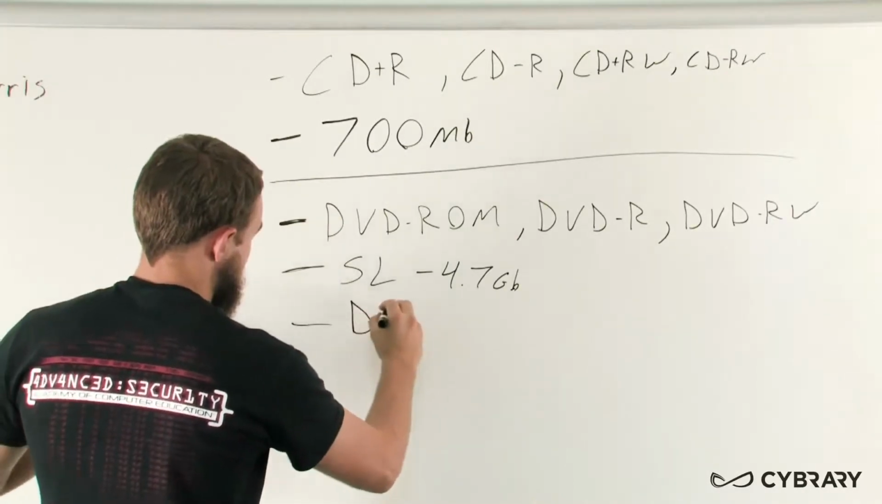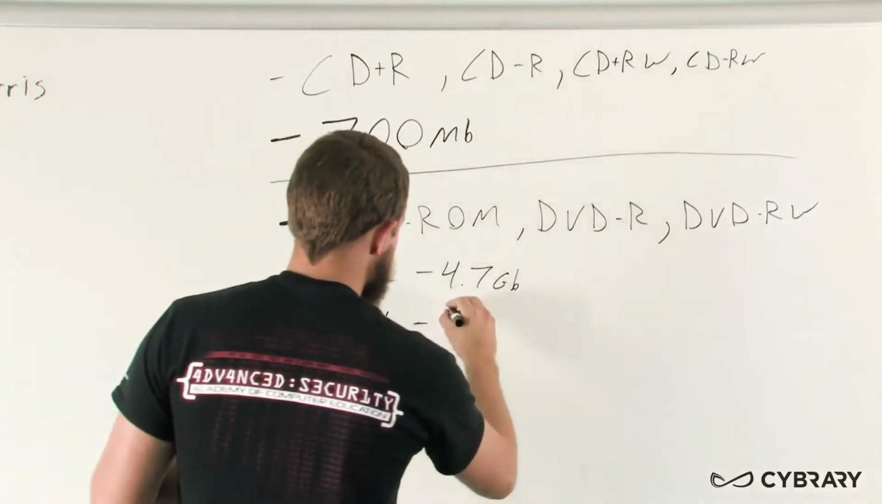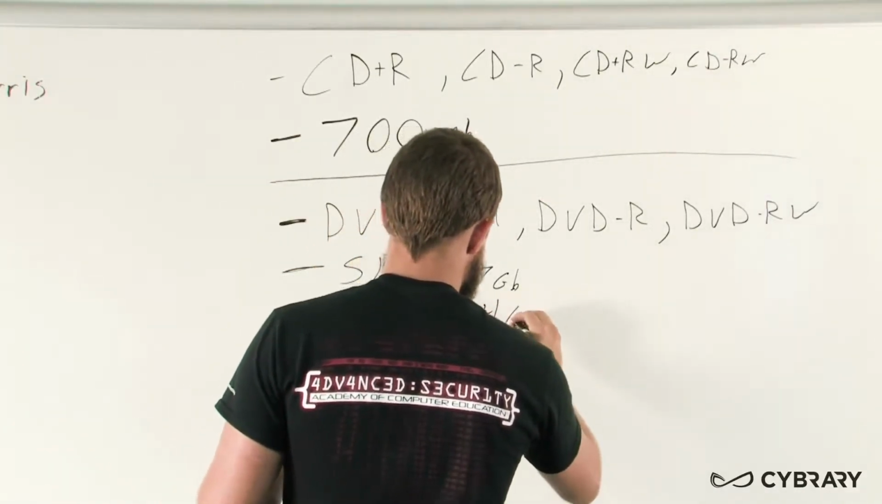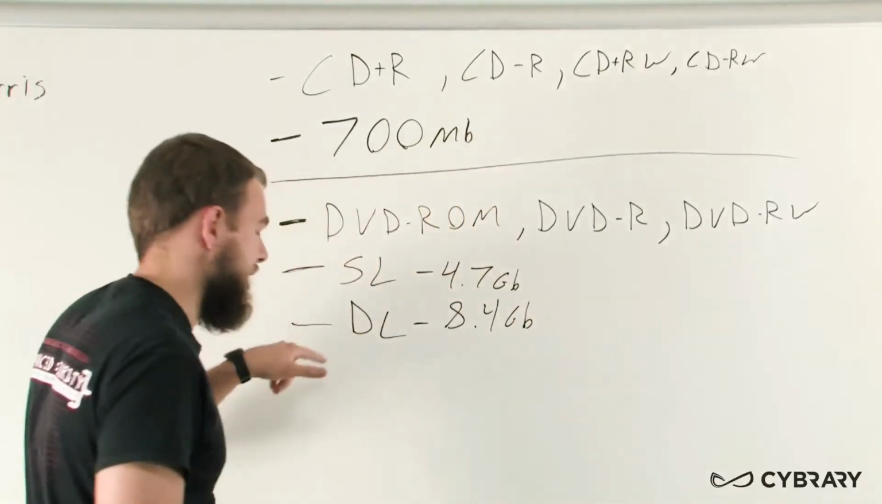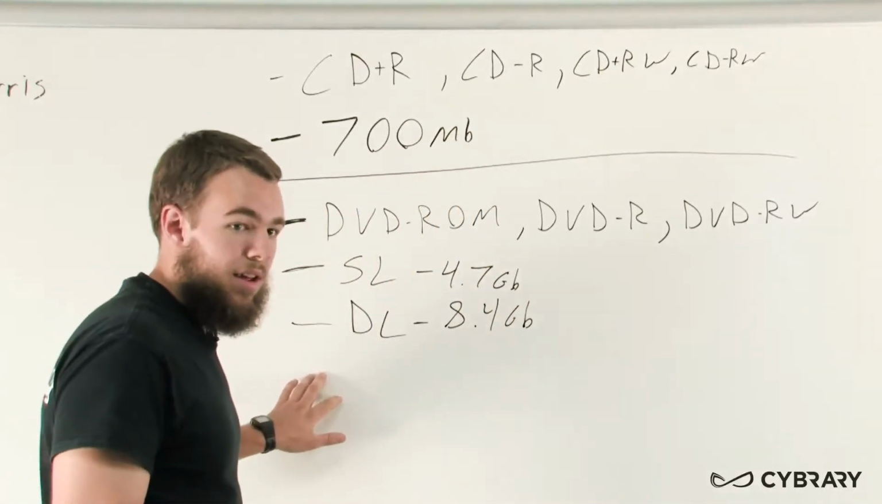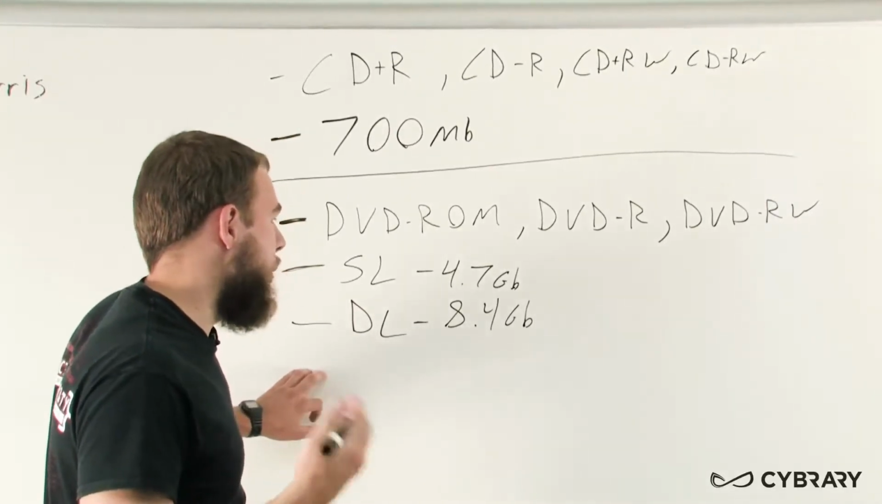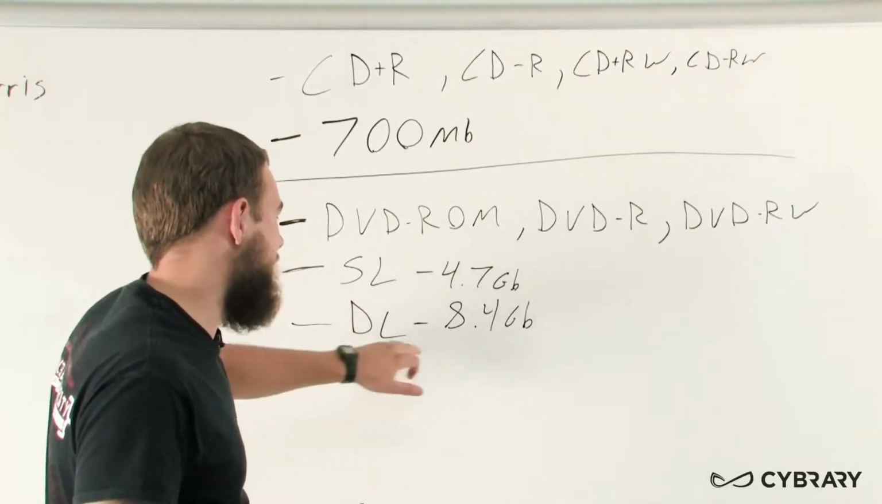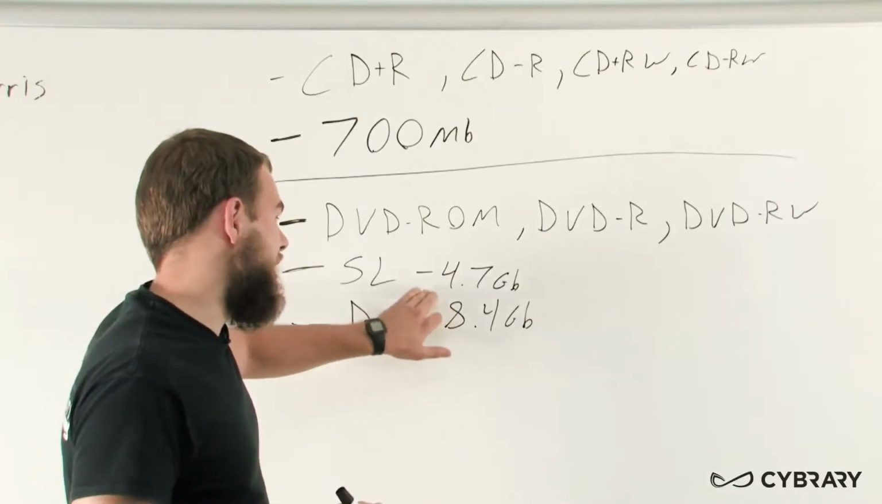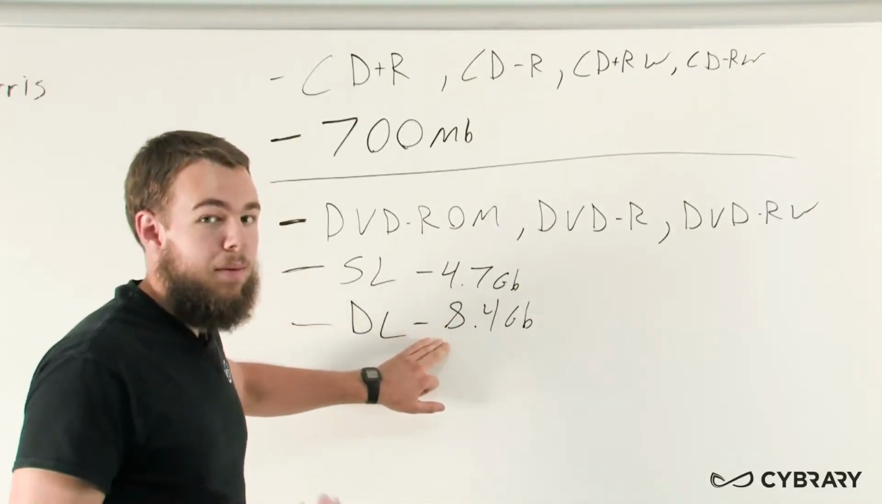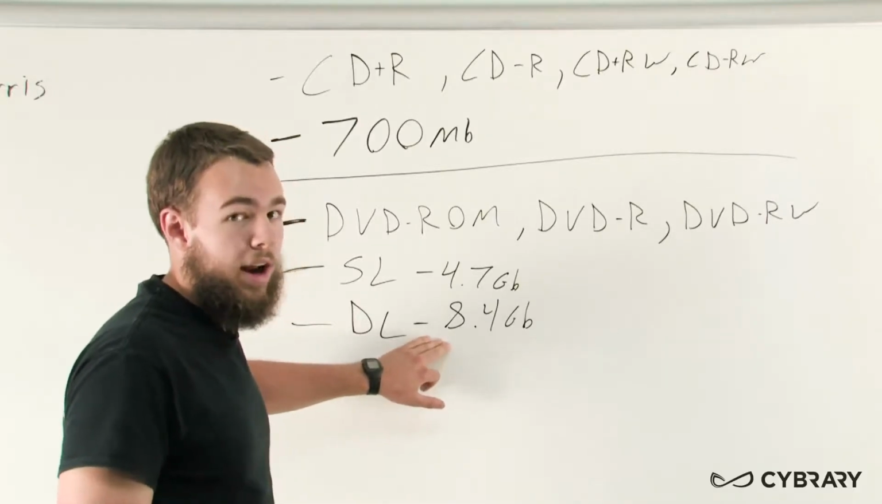The next layer up, if we have a dual layer DVD, we can write up to 8.4 gigabytes of data on that same DVD. Same size, same look, but the actual way that the DVD is manufactured allows us to write a significantly larger amount of data onto that DVD that's dual layer.